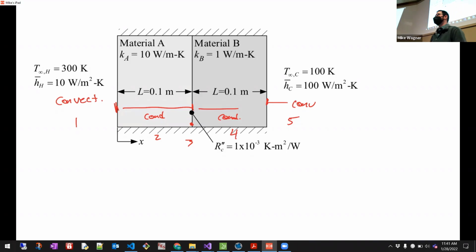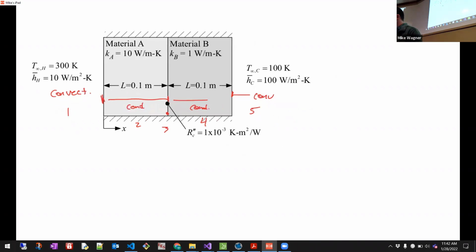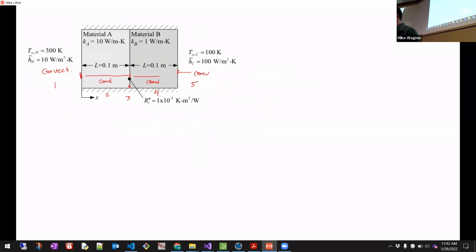All the resistances are in series. And if you remember circuits, you can model electrical resistances in parallel or series, depending on the actual physical configuration. Same idea here, you can do both. Everything here is in series. Heat that's flowing from 1 must go through the convective resistance to get to 2, and so on, all the way out. Okay, so when we draw this out, we're just going to have a big series of resistances.